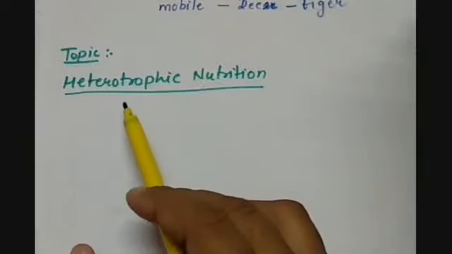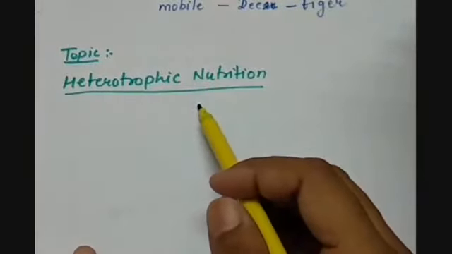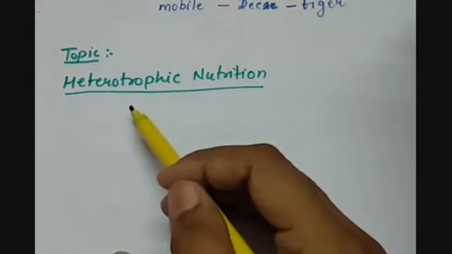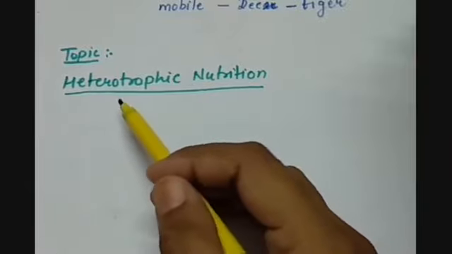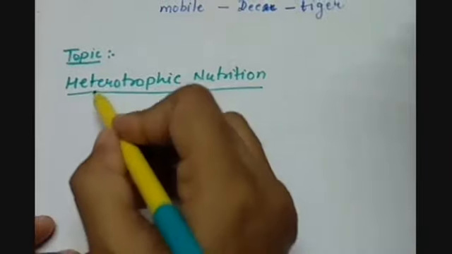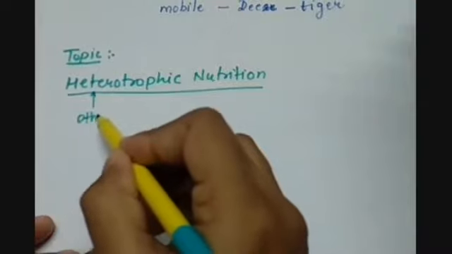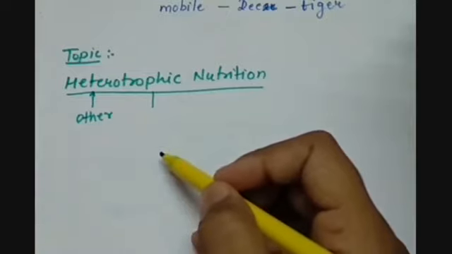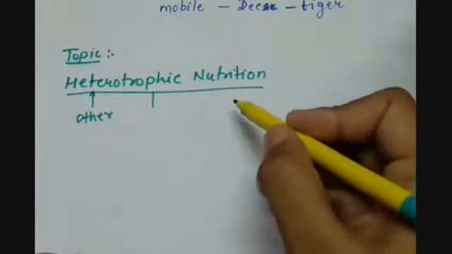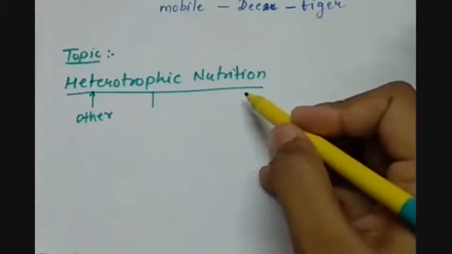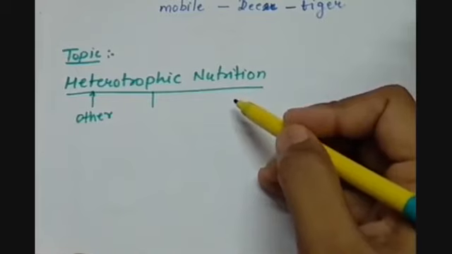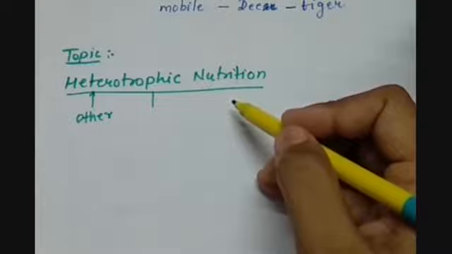The topic of today's lecture is heterotrophic nutrition. We have done autotrophic nutrition in the previous lecture. What do you mean by heterotrophic nutrition? Hetero means others, and trophic means feeding. So we can define heterotrophic nutrition as the type of nutrition in which living organisms are dependent on other organisms for their food or for their feeding.